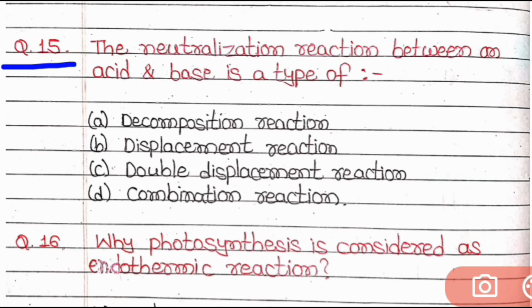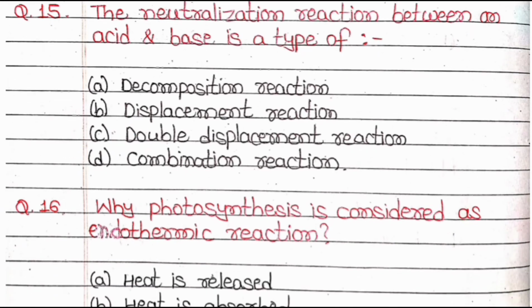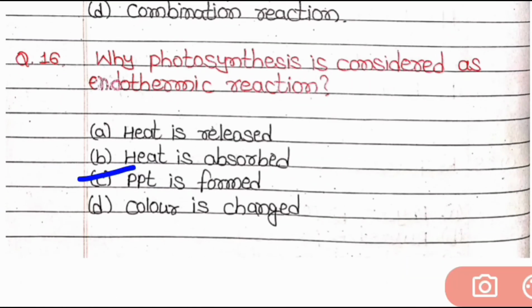Now question number 15. The neutralization reaction between an acid and a base is a type of, and it is a double displacement reaction. Option C is correct. Now question number 16. Why is photosynthesis considered an endothermic reaction? And the answer is endothermic reaction where heat is absorbed. So option B is correct. Heat is absorbed.